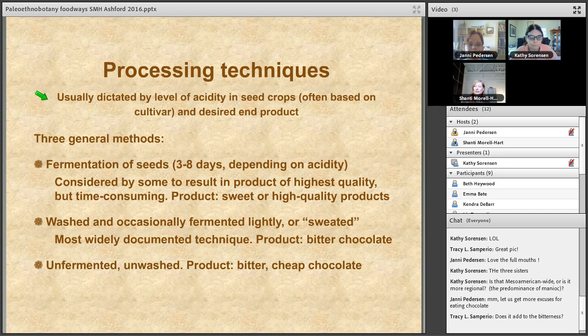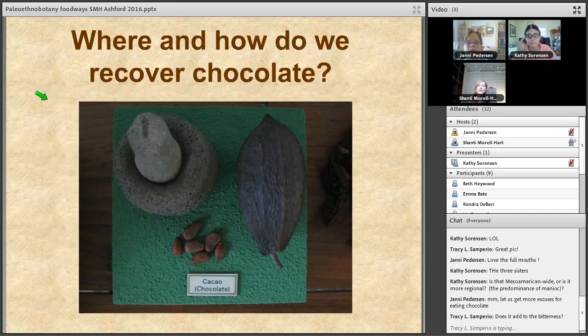Other people will wash the cacao beans and then perhaps ferment them lightly, not necessarily in the fruit. This is described as sweated chocolate or sweated cacao. This is a technique that's fairly common, it's fairly rapid, it doesn't require special preparation of the fruit, and what emerges from that is a fairly common bitter chocolate. And then there are the cacao beans that are not fermented at all and are not washed at all, and this produces basically the cheapest sort of chocolate. It's fairly bitter, not especially tasty, and is often what companies like Hershey's are using and cutting with other kinds of chocolate. So these are different processing techniques used in the present that we think may have been used in the past.